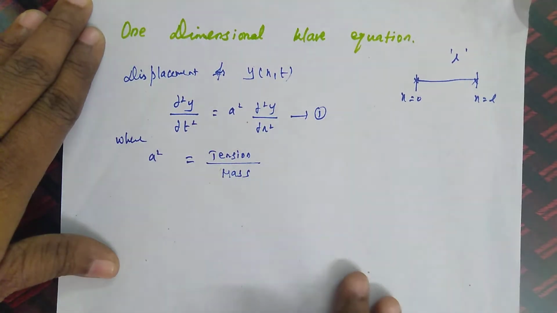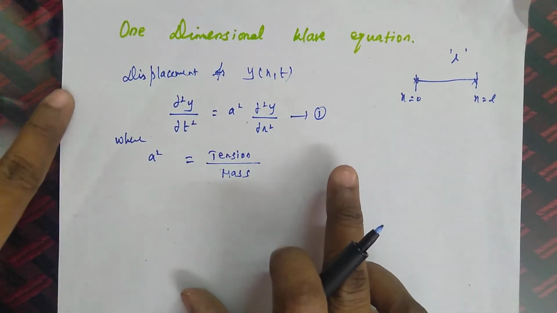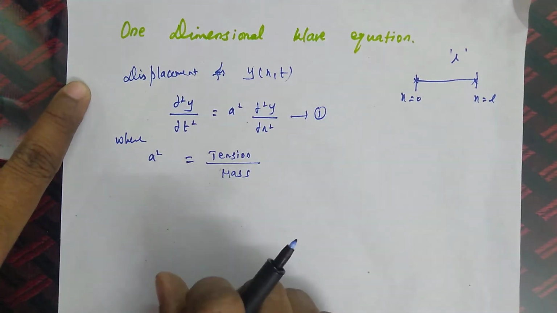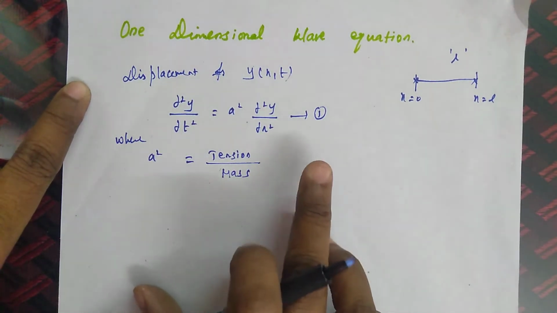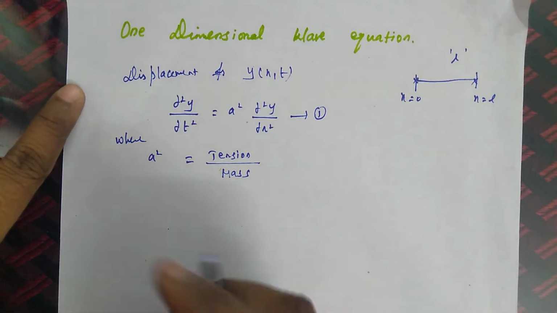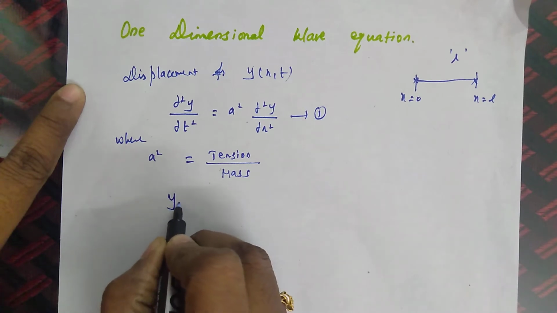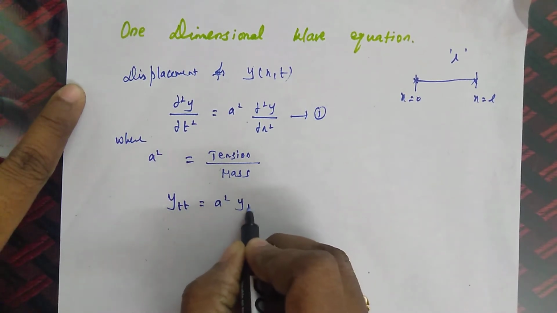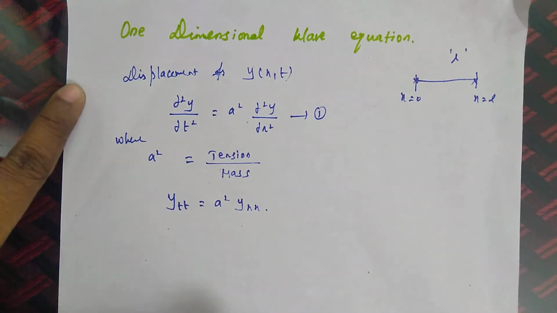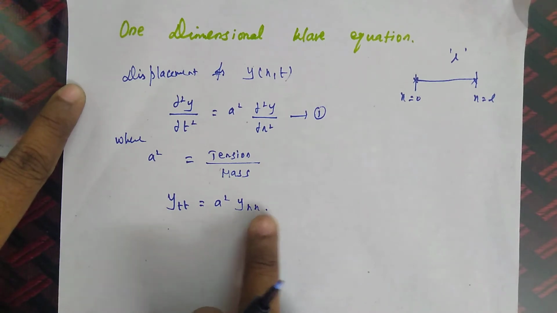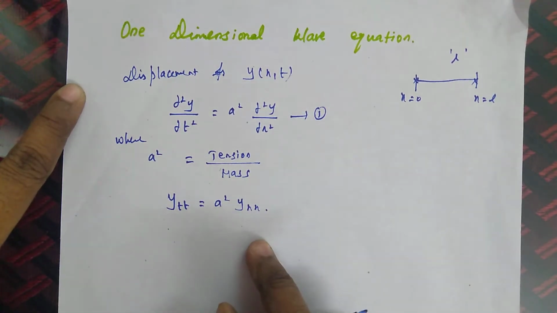So equation 1 is nothing but the one-dimensional wave equation. This displacement function satisfies this equation. The same equation can be written as y suffix double t equal to a square into y suffix double x. That means the second derivative of y with respect to t and the second derivative of y with respect to x. So the same equation can be written like this also.